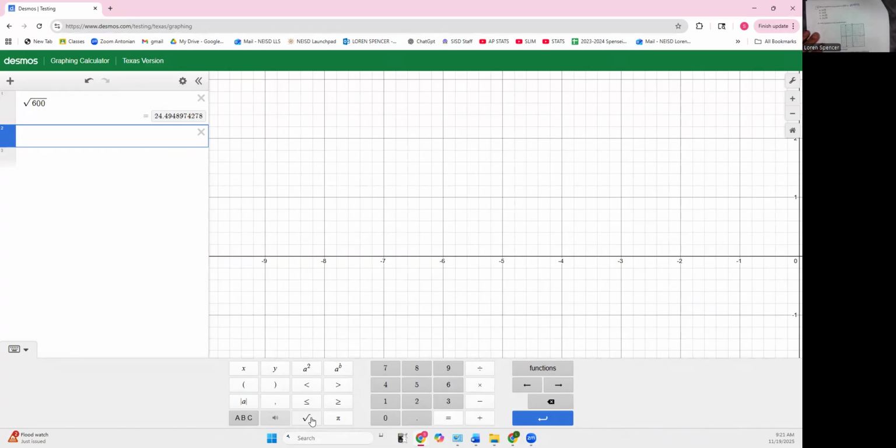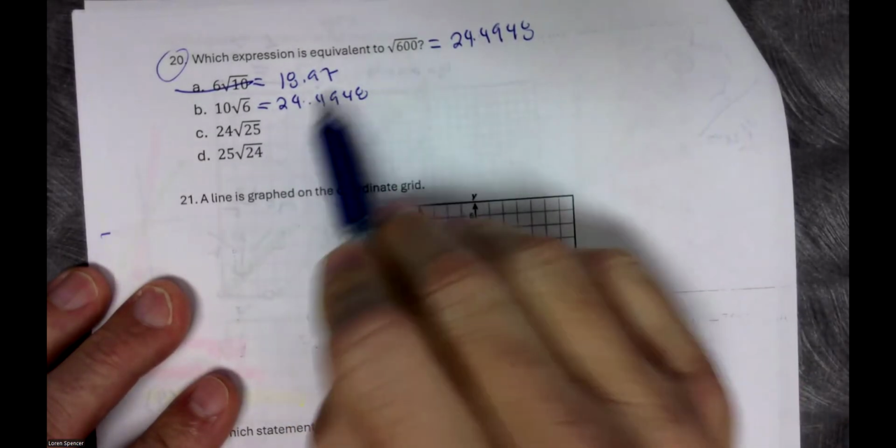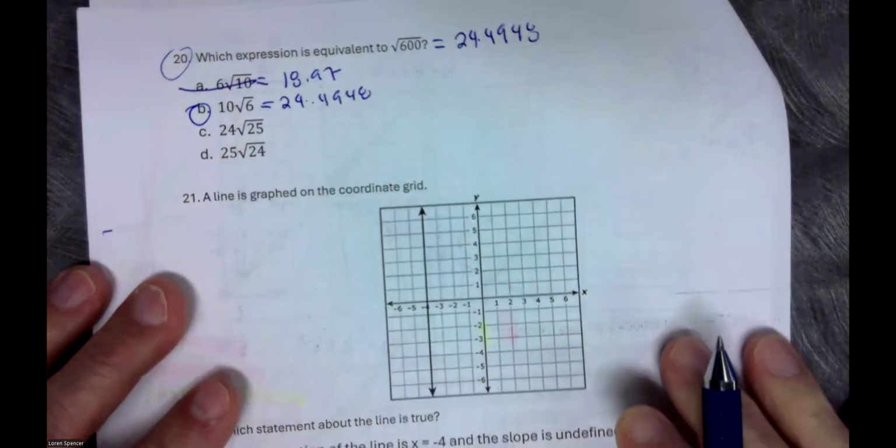And the very first one was 6 square roots of 10. And that equals 18.97. That's wrong. So the next one, 10 square roots of 6. And we get exactly the same thing. So 24.4948. B matches. So B is my answer. So these two match. That's my answer. Answer to 20 is B.